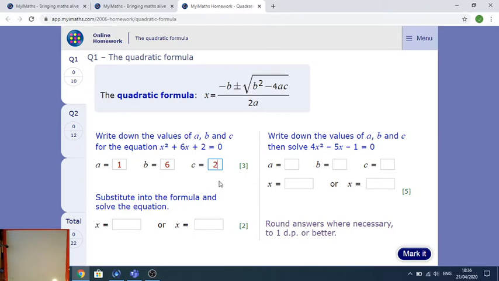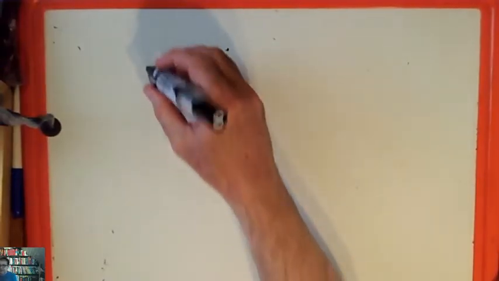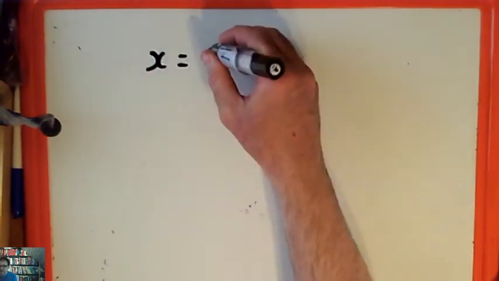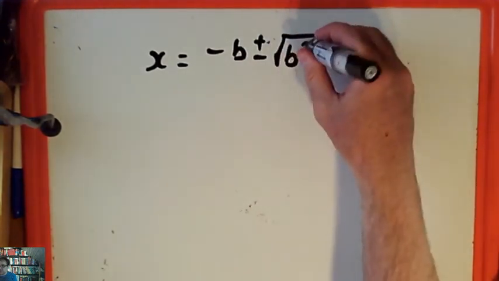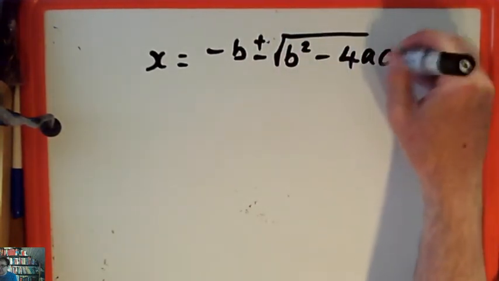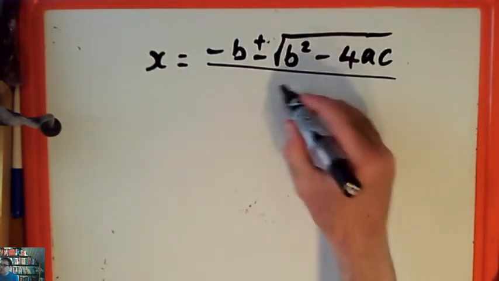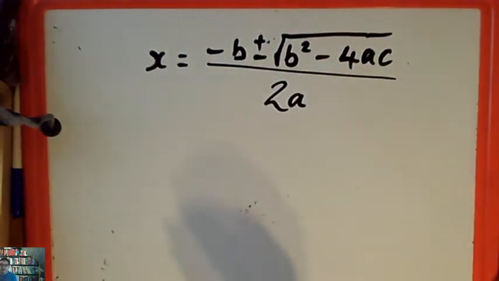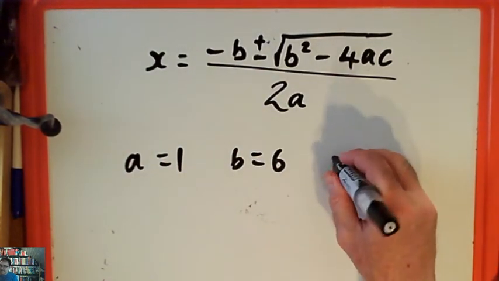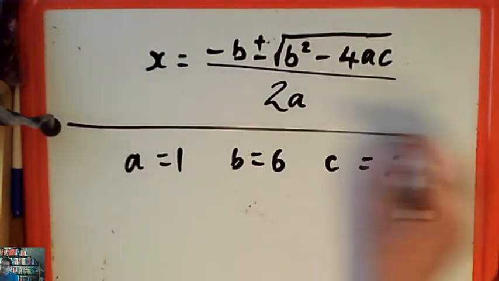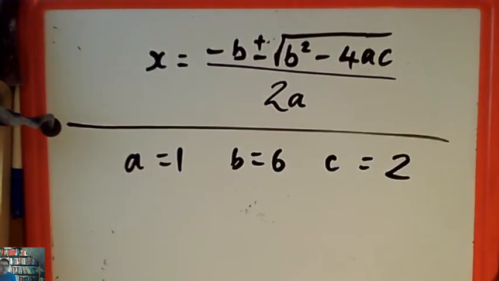So I'm going to go onto my board now. Okay, so I've got x equals minus b plus or minus the square root of b squared minus 4ac all over 2a, and that's where a equals 1, b equals 6 and c equals 2. So it's just a question of putting that a, b and c into the formula and simplifying it. So let's start with the a's.